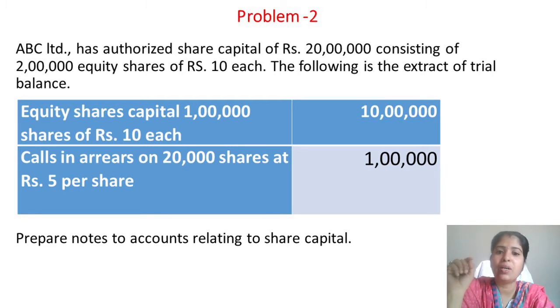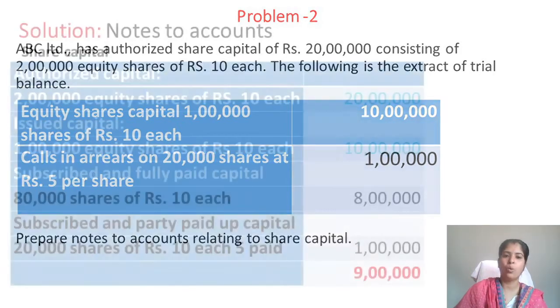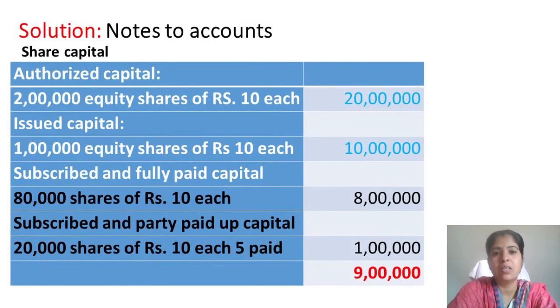20,000 into 5 per share is nothing but 1 lakh. Prepare a note relating to the share capital. So how are we preparing the share capital value? See the solution part. Note to accounts, share capital. Authorized capital will be the total value. 2 lakhs equity shares of rupees 10 each. So it consists of 20 lakhs.